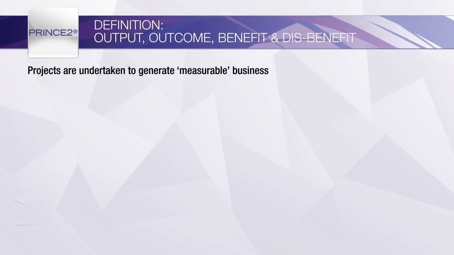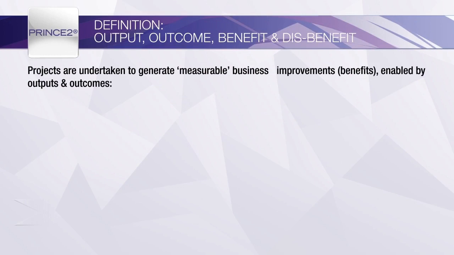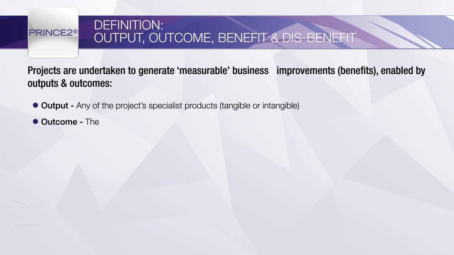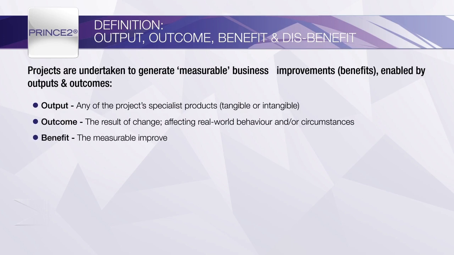There is a relationship between outputs, outcomes and benefits. The outputs are the specialist products or deliverables that the project produces. The outcomes are the results of the change that is made by the organisation using the outputs. The benefit is the measurable improvement gained from the outcome.